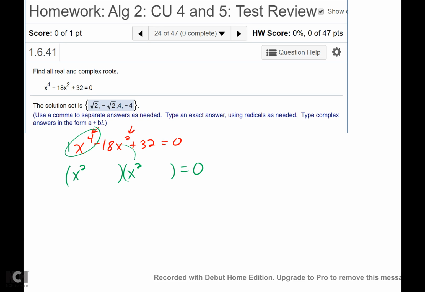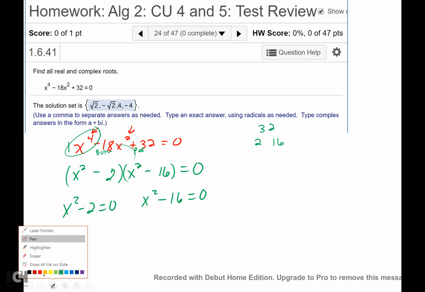Now I need factors of 32 that are going to make 18, which would be 2 and 16. We'll make 18, yeah? And since c is positive, they both get the negative. So I have x squared minus 2 equals 0 and x squared minus 16 equals 0.